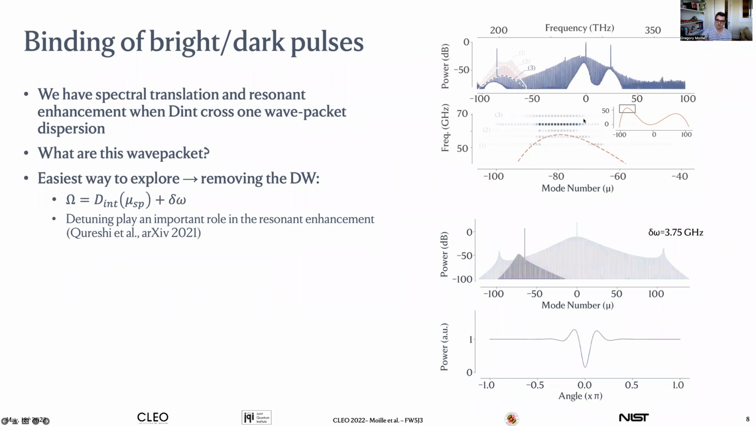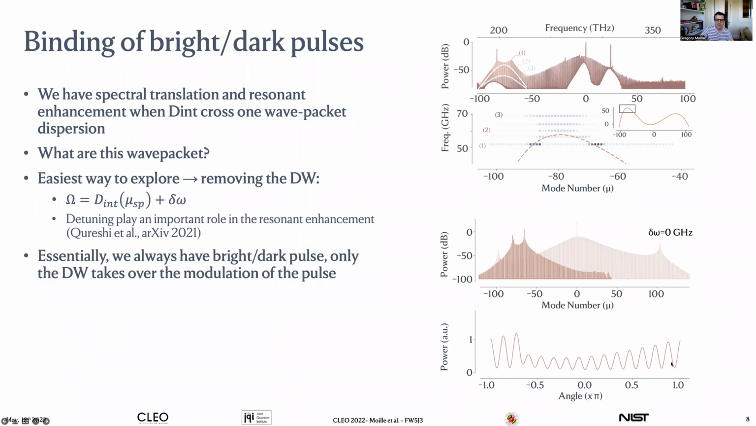If we bring the detuning closer, and the idler, the signal wave packet, closer to the integrated dispersion, we start to see this dispersive wave enhancement, closer and closer. And then when we are on resonance, with the detuning equal to 0, you still see this kind of dark pulse, but the integrated dispersion is taking over, the dispersive wave is taking over, and that's why we have this modulation. But essentially, we always have a dark-bright pulse. Only the dispersive wave takes over the modulation.